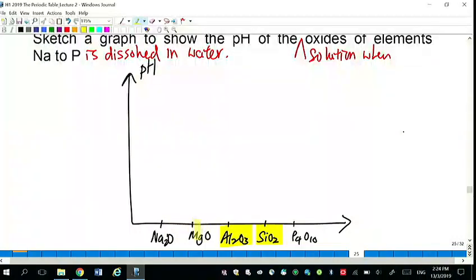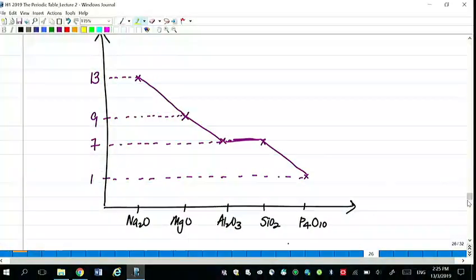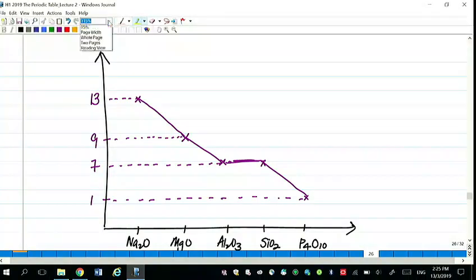Sodium oxide and magnesium oxide can dissolve in aqueous solution. Sodium oxide dissolves to form sodium hydroxide, a strong alkaline, so the pH is very high. Magnesium oxide dissolves slightly, so it will form a weakly alkaline solution of pH equal to 9. P4O10 can react with the water to form a highly acidic solution. So you should be able to get a graph like that.